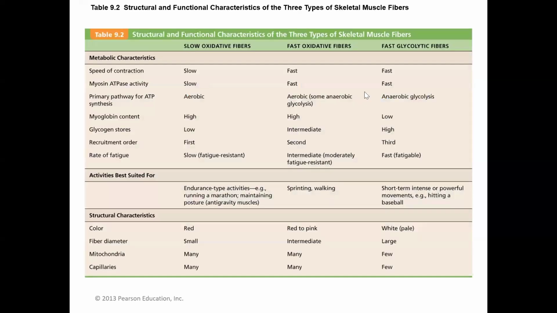All right, comparing the types of muscles. Some of them we mentioned were fast, but they get tired easily. So muscles that are fast are referred to as fast glycolytic fibers. So yes, their speed is fast. However, they get quite fatigued easily.